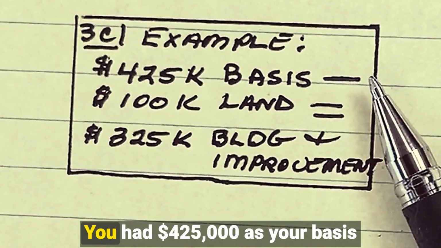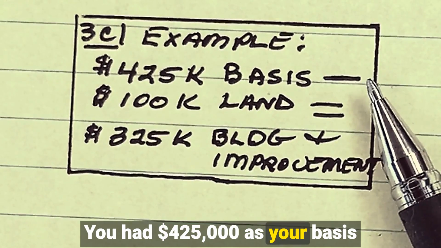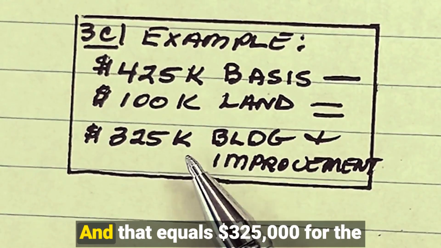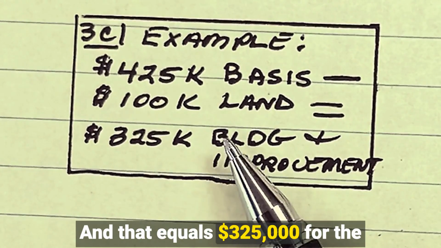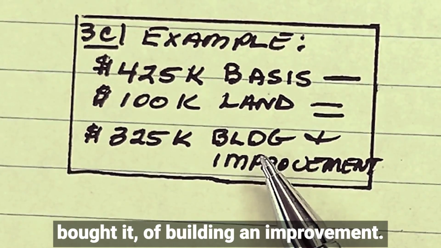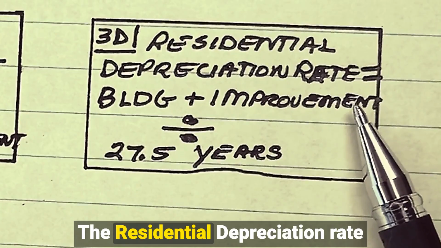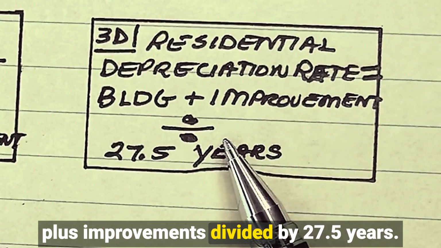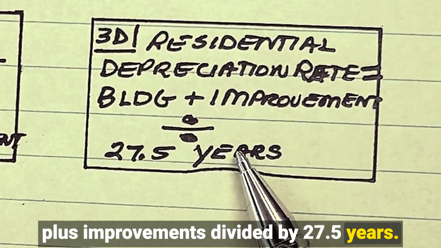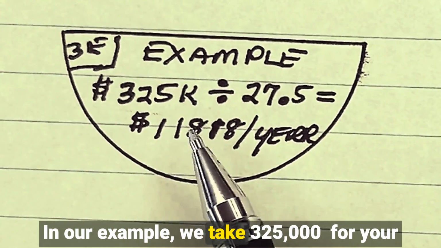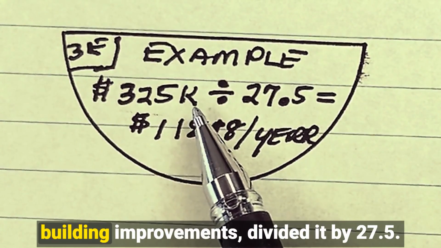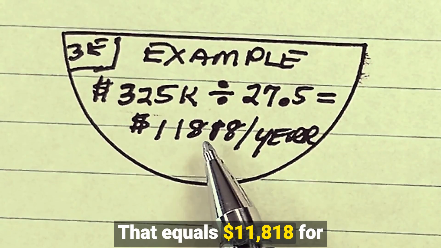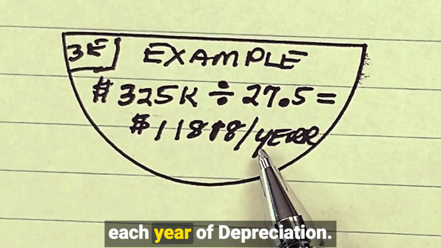3C, back to our example. You had $425,000 as your basis for the property minus $100,000 for land value that you determined, and that equals $325,000 for the value, remember value when you bought it, of building and improvement. 3D, the residential depreciation rate determined by the IRS is your building plus improvements divided by 27.5 years. 3E, in our example, we take $325,000 for your building improvements, divided by 27.5, that equals $11,818 for each year of depreciation.